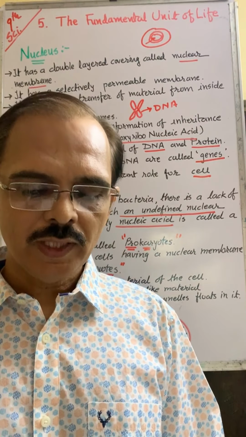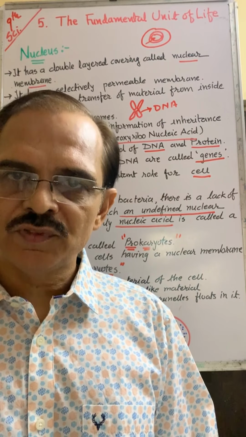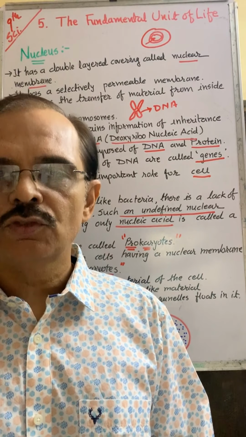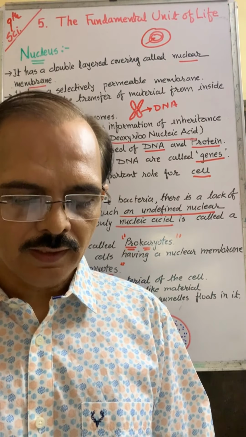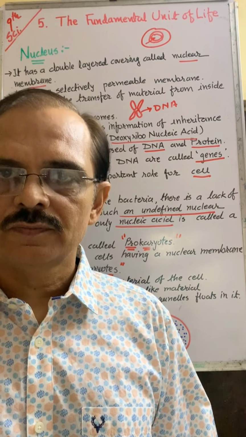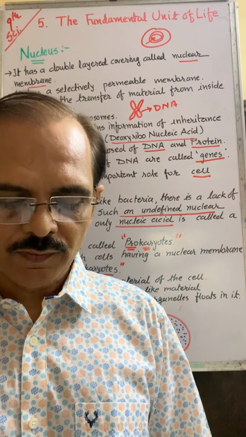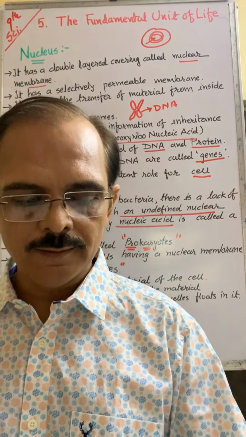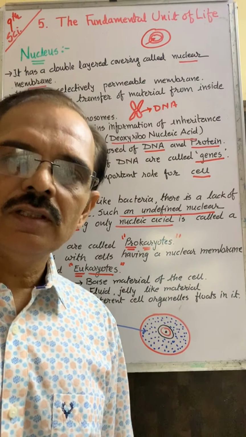The last, fourth point: in prokaryotic cell, membrane bound cell organelles are absent, whereas on the opposite side, in eukaryotic cell, point number 4 is blank. You have to write it. Write that membrane bound cell organelles are present. Here absent, opposite side present. So this is the difference between prokaryotic and eukaryotic cell. Note down again. We will meet in another lecture. That's it.